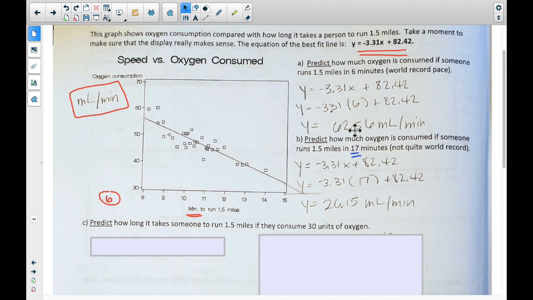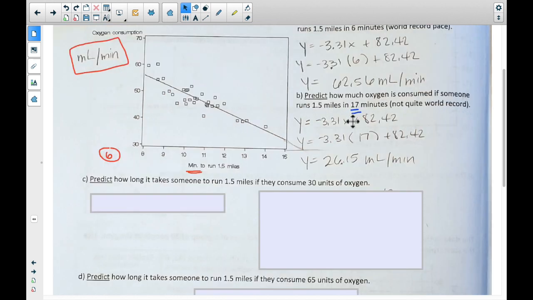Okay, I put that in my calculator and I got 26.15 milliliters per minute. Look how much less that is. The person who's running fast is using a lot more oxygen than this person. Does that make sense? I think it does. That person who's running fast, holy cow, they are huffing and puffing. This person, they're having a leisurely jog. They're not huffing and puffing. So they're not using as much oxygen per minute.